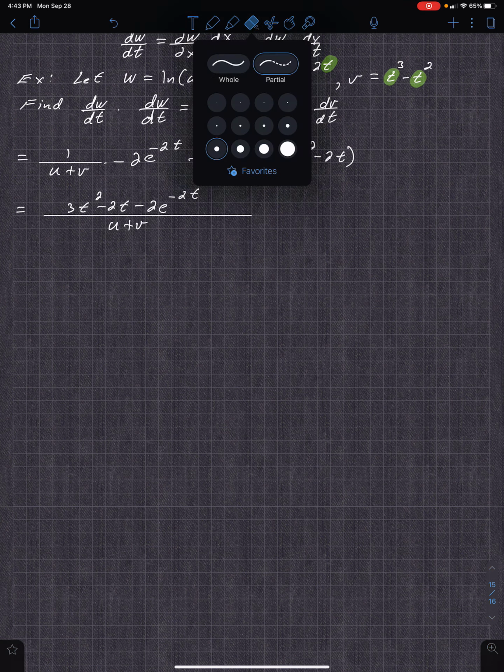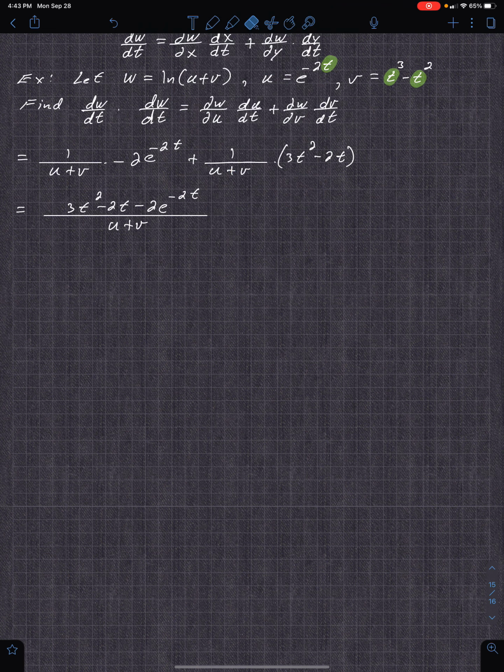And then we can simplify that. Just take out that division bar. So that's equal to all that numerator, 3t squared minus 2t minus 2e to the negative 2t, all over u plus v. So u is e to the negative 2t, and v is t cubed minus t squared. So e to the negative 2t plus t cubed minus t squared.